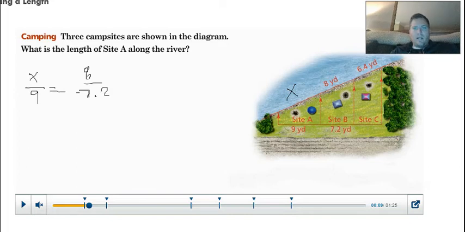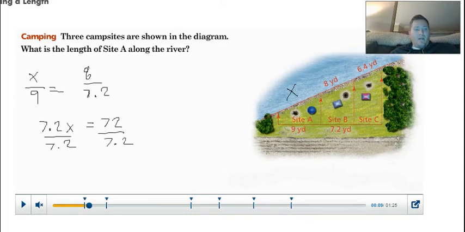7.2. That is not a negative right there. That's just a 7. Okay, so once I have my proportion set up, I can cross multiply, and this is going to give me 7.2x is going to equal 72. And then to get x by itself, divide both sides by 7.2.